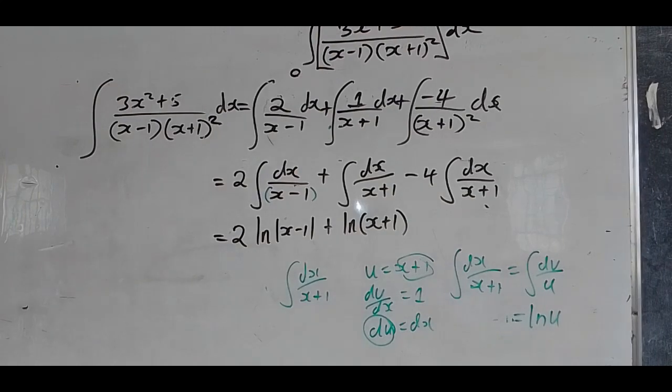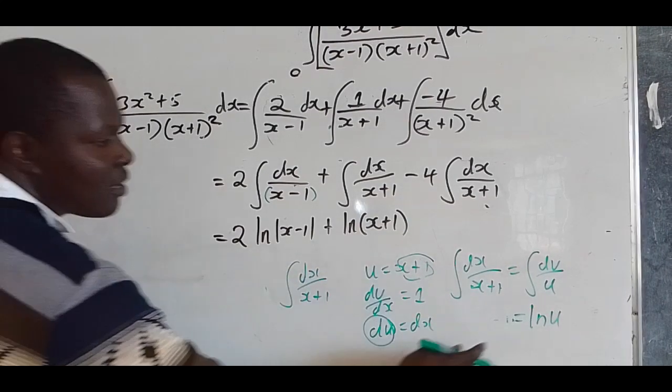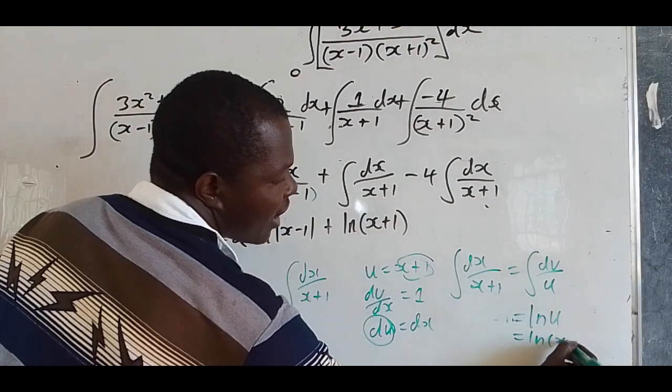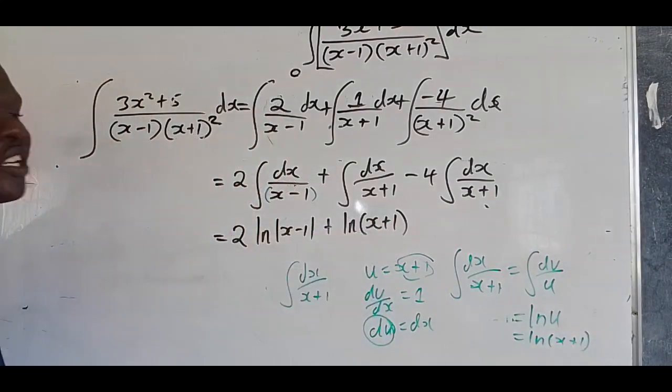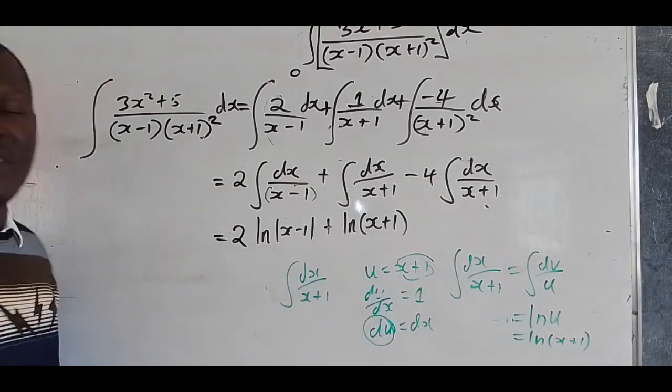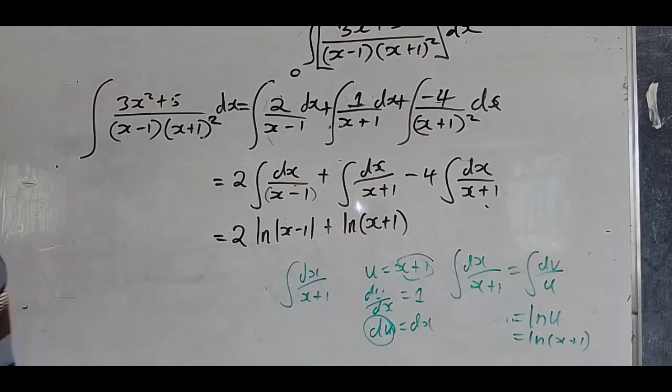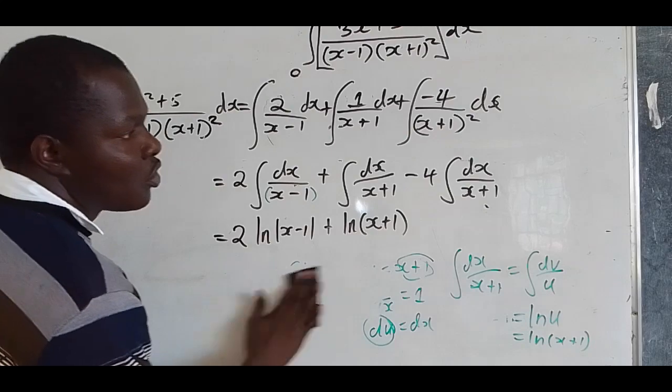So what is ln of u? U is x plus 1. That is ln of x plus 1. And that is exactly what we found here. Meaning these are rough work. There are things you just look and see. Okay? That is ln of x plus 1. Go to the last one.